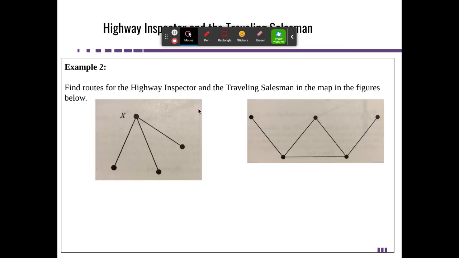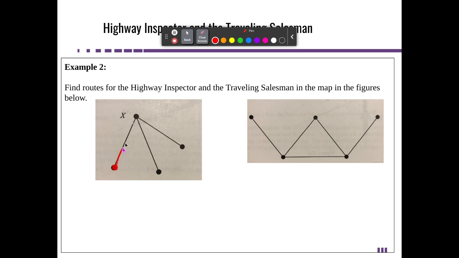All right, so now the next situation is looking at each of these and keeping in mind that we're trying to figure out whether or not the highway inspector and the traveling salesman can do what they want to do. And so as a quick reminder, remember that the highway inspector wants to travel to each section and not travel on one road more than once. So let's take a look at that one for just a second. So we take a look here. Let's say that the highway inspector started at this guy right here.